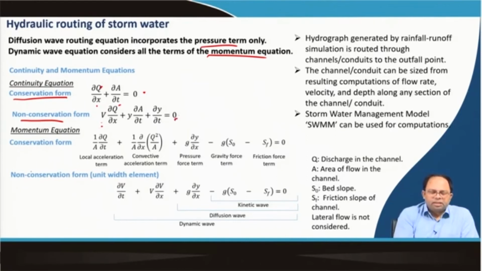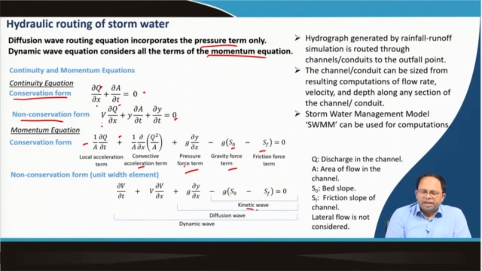When we consider momentum, we consider this pressure force term and the acceleration terms, both local acceleration as well as convective acceleration. These two terms are for inertia. Then there is the gravity force term, this is S 0, and the friction force term; these are also considered. As you know, the standard friction force and gravity are there. When we add pressure, that is the kinematic wave. When we add pressure, then it is the diffusion wave, and when we add all of them, that is the dynamic wave. So, if we solve the entire equation, then we are solving the dynamic wave. If we are solving only the pressure term, then it is the diffusion wave, or when we are solving just for gravity and friction, that is the kinematic wave.